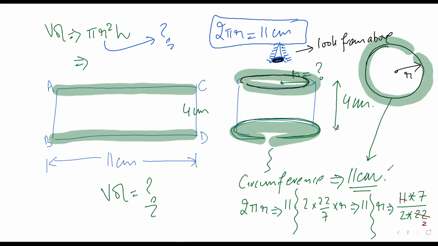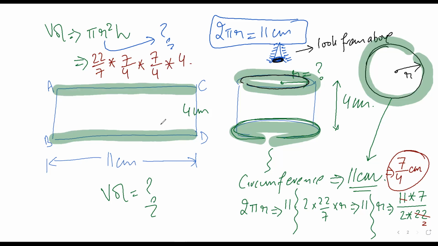And then we can calculate the value. 11 and 2 will cancel, so the value of this would be 7 upon 4 centimeter. Then we can put this 7 upon 4 here: 22 upon 7 into 7 upon 4 into 7 upon 4 into 4. This is pi, this is r square, and this is h. Mr. Sarthak, any doubt? No, sir. Sir, I didn't understand the calculation part. Okay, you didn't understand the calculation part.